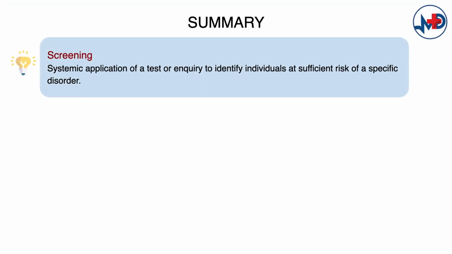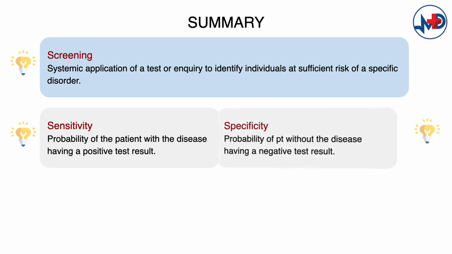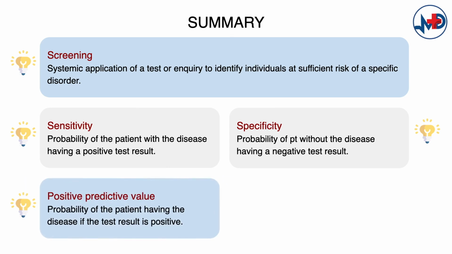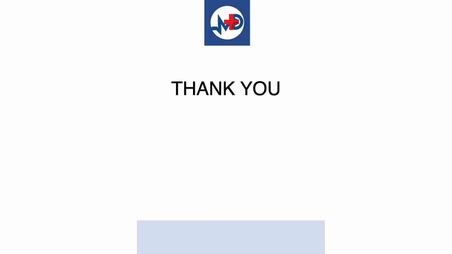To summarize, screening is the systemic application of a test or inquiry to identify individuals at sufficient risk of a specific disorder. Sensitivity refers to the probability of the patient with the disease having a positive test result. And on the flip side, specificity refers to the probability that a patient without the disease will have a negative test result. The positive predictive value is the probability of the patient having the disease if the test result is positive. And finally, the negative predictive value is the probability of a patient being free of a disease after a negative test result. We have come to the end of this topic.